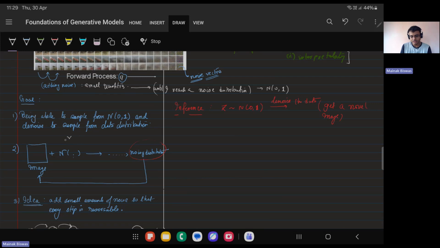The forward process, if I write it down, forward process is a fixed Markov chain, and nothing is learned.